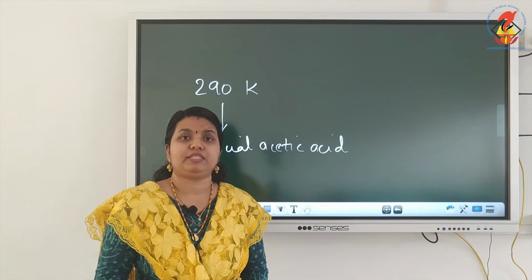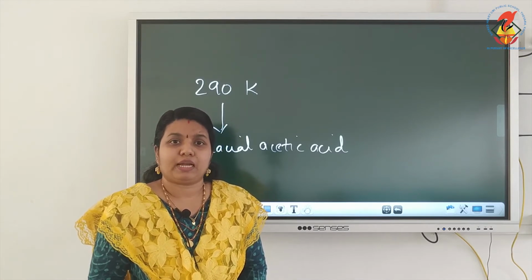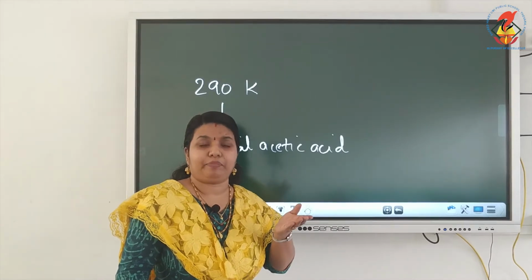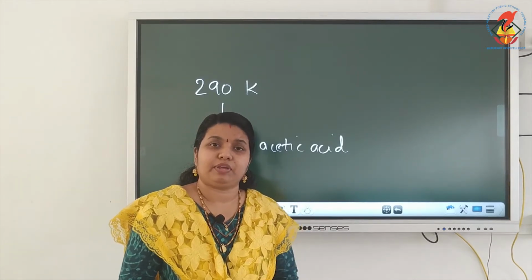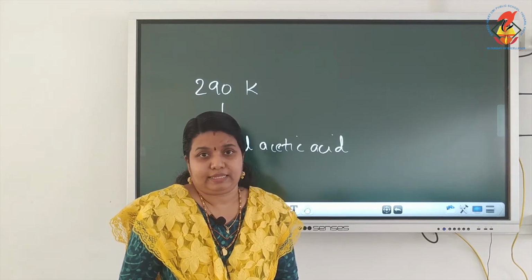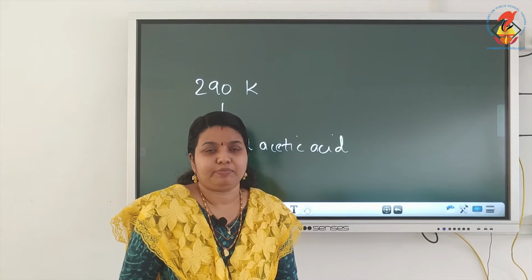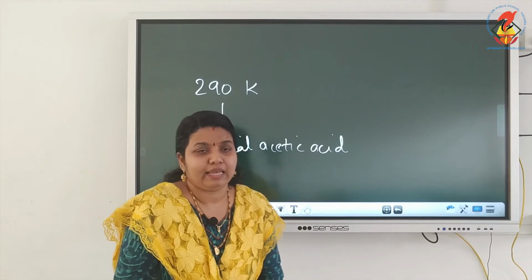290 Kelvin is its freezing point. So in cold climate it starts to freeze, it appears in the frozen state. That is the reason why pure ethanoic acid is known as glacial acetic acid. It is an important question. Its freezing point is 290 Kelvin and it often freezes in cold climate. So it is known as glacial acetic acid.